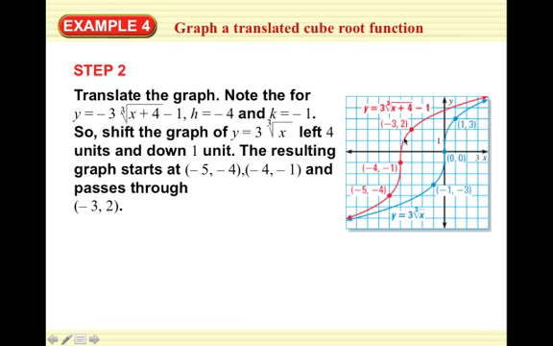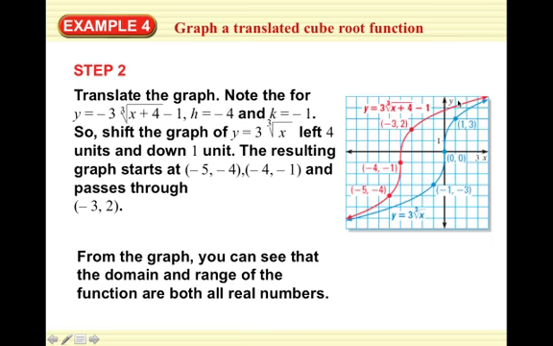So here we go. We're going to do left 4 and down 1. So we go to the left 4, 1, 2, 3, 4, and down 1. So we move 1, 3 to -3, 2. For 0, 0, we're going to go left 4, 1, 2, 3, 4, and down 1 to -4, -1. For -1, -3, we're going to go left 4 and down 1 to -5, -4. And that is our final function of y equals 3 times the cube root of x plus 4 minus 1.